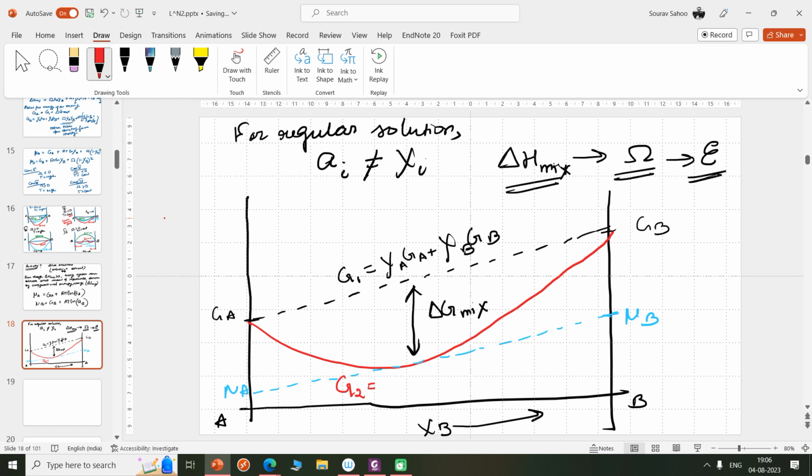Del G mix, the difference in G1 is chi P Gv plus the omega 2 chi P plus RT chi P ln chi P. Okay, so this is the equation, the molar free energy of the solution after mixing, before mixing, and the difference is del G mix, right? And this is del G mix, by all these terms.